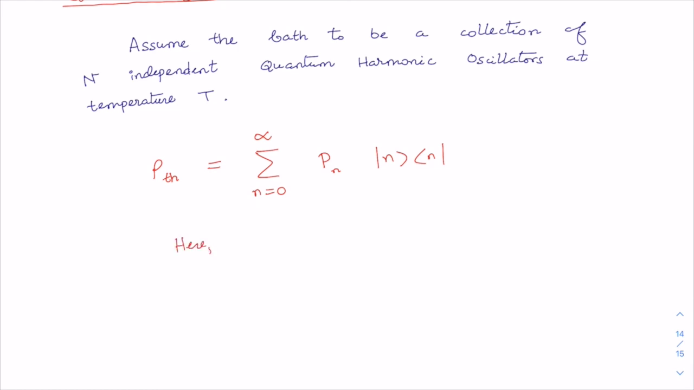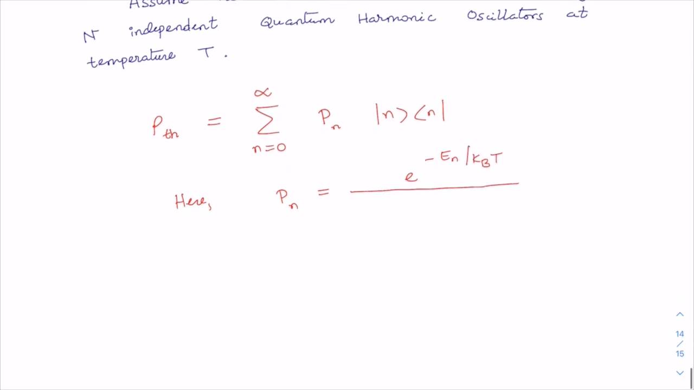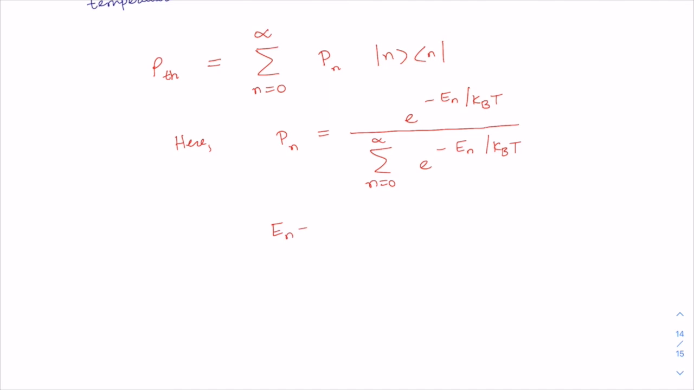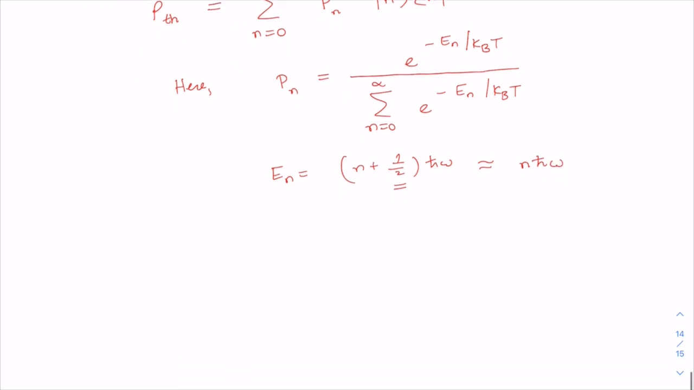Here, this Pn, the probability function, is e to the power minus En, where En is the energy of the harmonic oscillator, divided by the summation n equal to 0 to infinity of e to the power minus En by kBT. And you know that En is equal to n plus half h cross omega. That's the energy for the harmonic oscillator, and generally we don't worry about this constant term and we write it simply as n h cross omega.